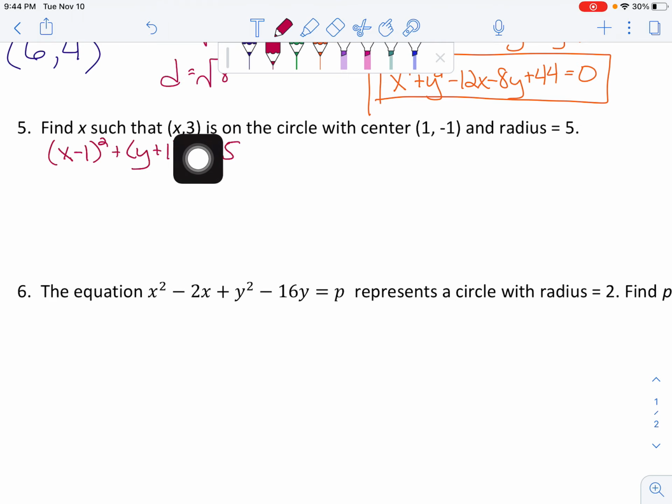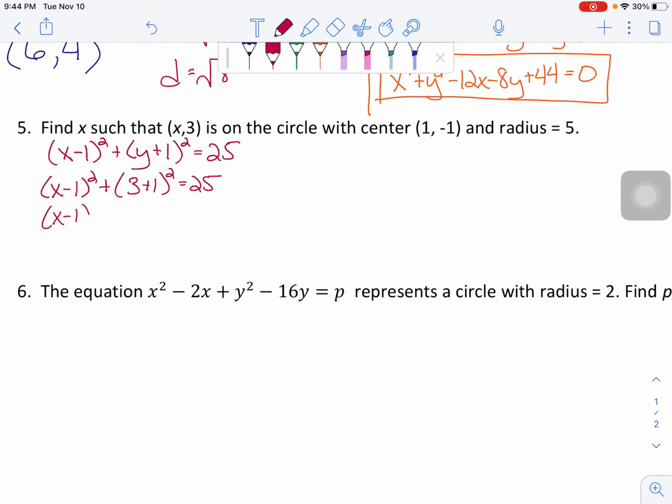Now, I know that the y value is supposed to be 3, at least from this ordered pair, that's what we're asked for. So I'm going to fill in this y value of 3, and I'm going to solve for x. So (x minus 1) squared plus (3 plus 1) squared is equal to 25.